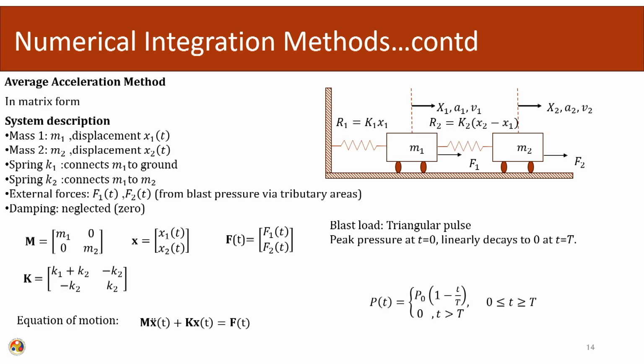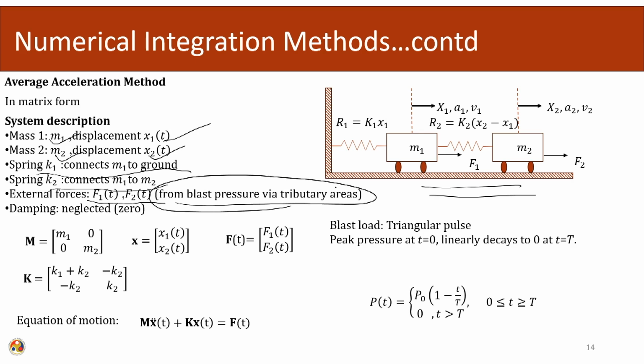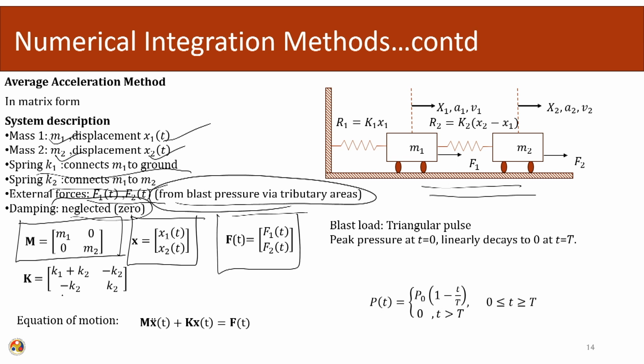Now we are trying to do the same thing in the matrix method. Mass m1 has displacement x1, and at mass m2 the displacement will be x2. Spring constants are k1 and k2, and the external forces are f1 and f2, which come from the blast tributary areas. Damping we are neglecting. So, this is the mass matrix, this is the displacement function, the forcing function and the stiffness matrix. This is the equation of motion in the matrix form.